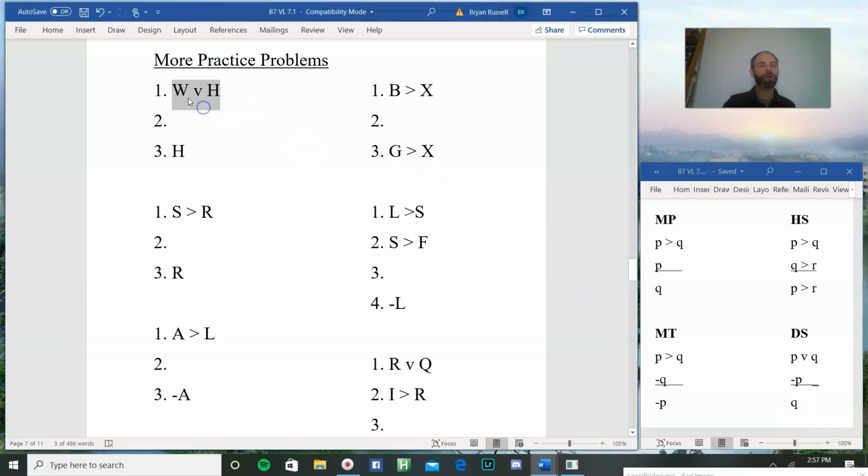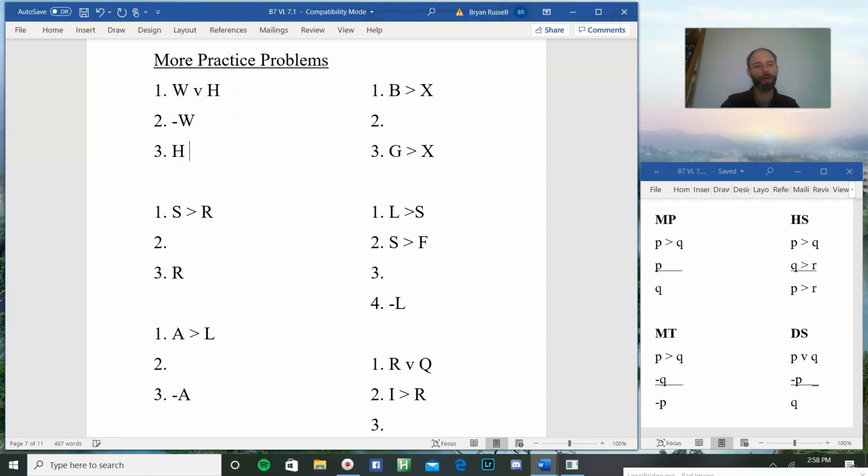So here we have a wedge, and what we ended up with was what came after the wedge. So what did we need on this line? Well, if we follow disjunctive syllogism, which we should here, then what we need is not W. And that would allow us to get H. So if we know W or H is the case, and we know that W is not the case, then we know that H must be the case.